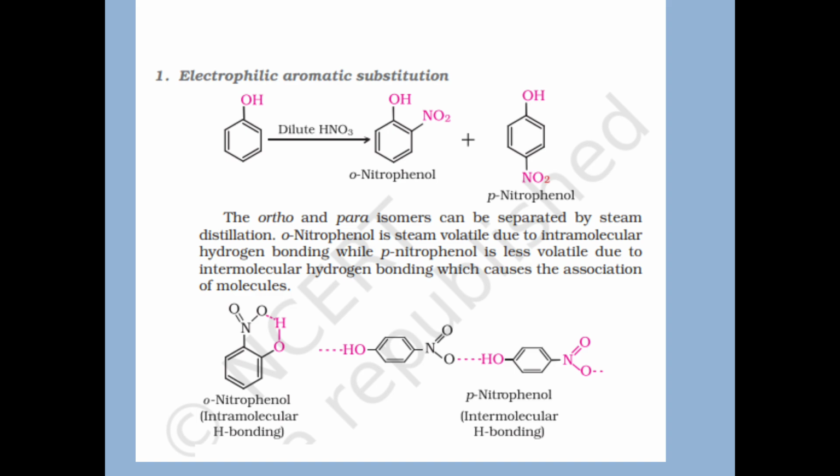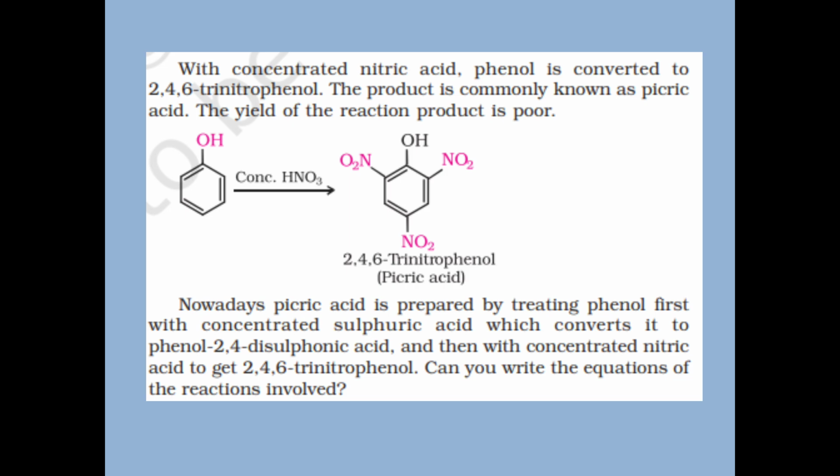Orthonitrophenol has intramolecular hydrogen bonding, and paranitrophenol has intermolecular hydrogen bonding. Due to this intermolecular hydrogen bonding, paranitrophenol has higher boiling point and melting point, but orthonitrophenol has lower melting point and is considered a volatile substance. With concentrated nitric acid, phenol is converted into 2,4,6-trinitrophenol. The product is commonly known as picric acid.